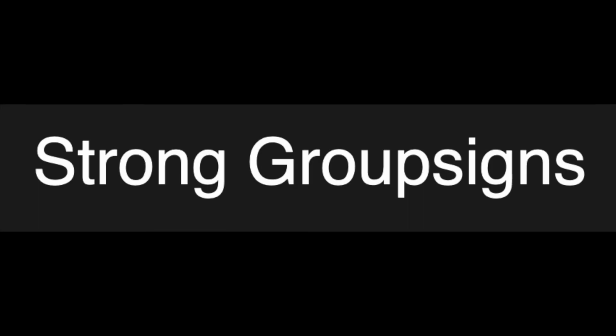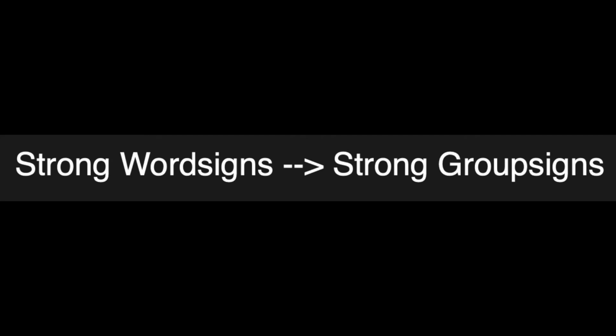Strong group signs. This lesson in the strong group signs is a continuation from the strong word signs. As a review, the letter combinations from the strong word signs were CH, SH, TH, WH, OU, and ST.